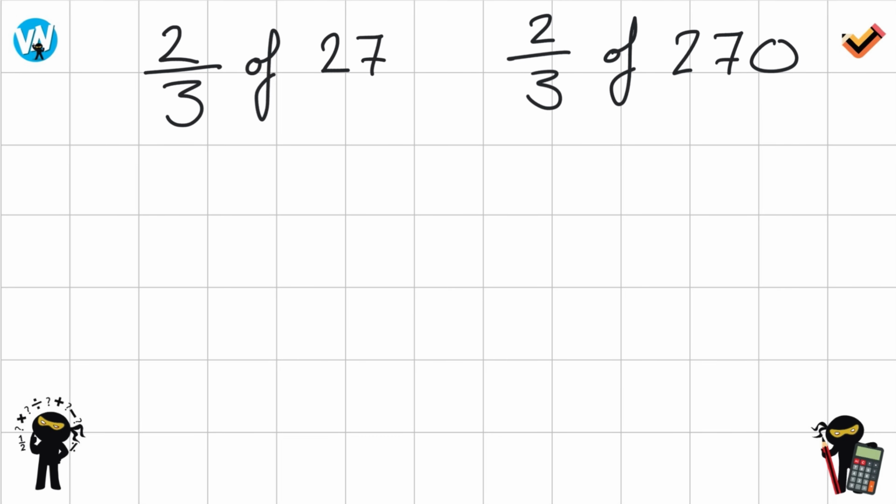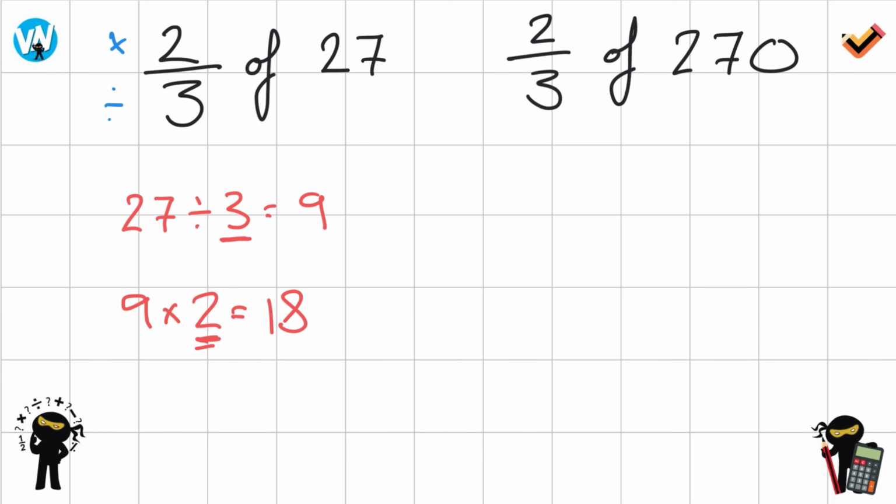So we'll just write this next to it. We're going to divide by the bottom number, times by the top number. Okay, so we're going to do 27 divided by the bottom number, which is 3. And then that answer we're going to multiply by 2. I'm just going to write this out; you would just do it in your head. 27 divided by 3, which we know to be 9, which is divided by the bottom number, the denominator. And then we're going to do 9 times by 2, the numerator, which is 18. And that would be our answer. All right. So we would get 18 as the answer. So 2/3 of 27 is 18.